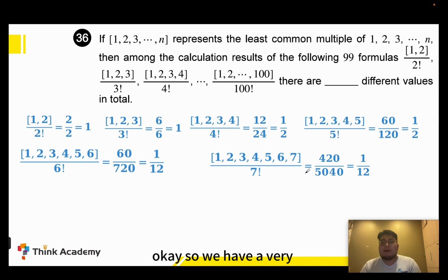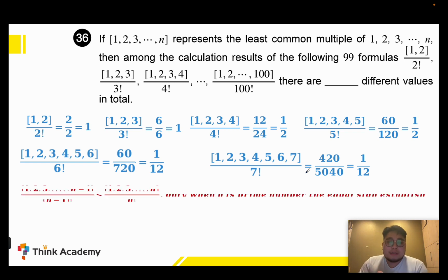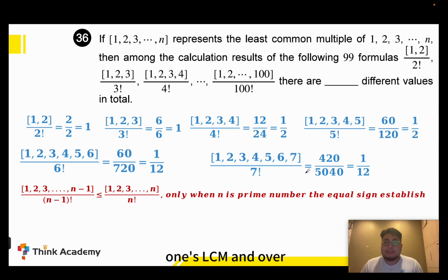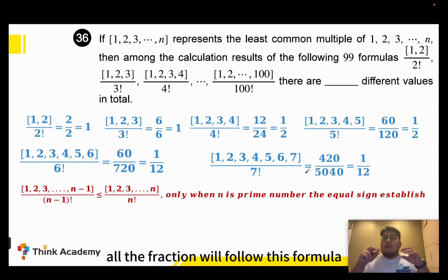So we have a very important conclusion here. The LCM of 1 to n minus 1 over (n minus 1) factorial should be smaller than or equal to the LCM of 1 to n over n factorial, and the equal sign holds only when n is a prime number. This is a very important result. You have found the pattern and you guess that all the fractions will follow this formula.